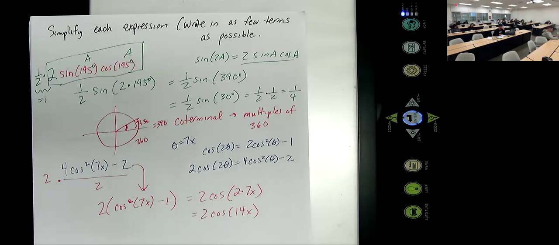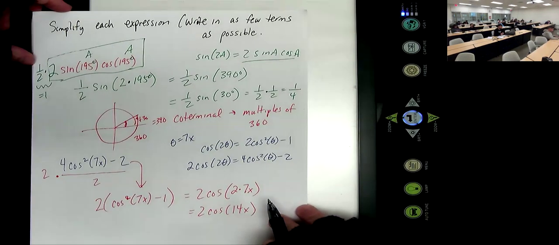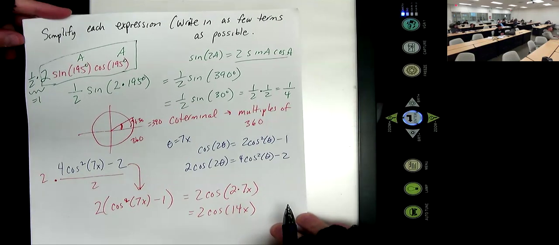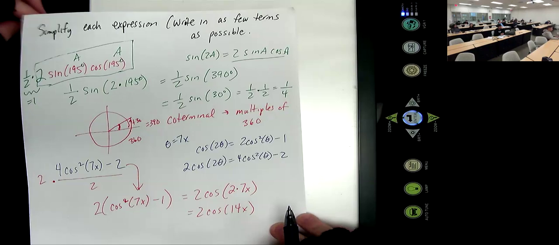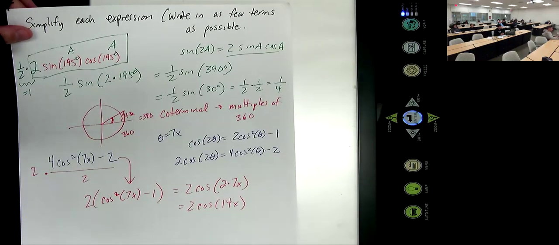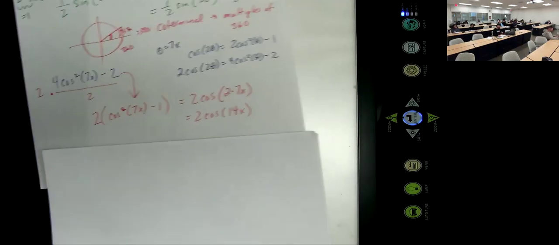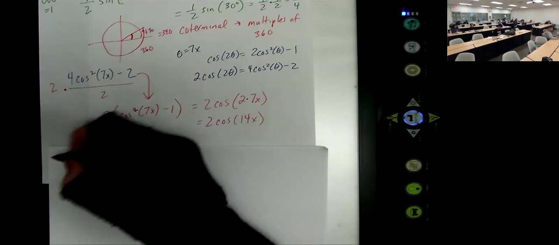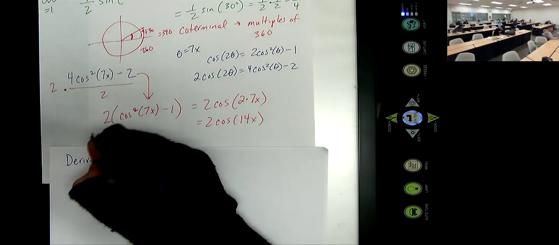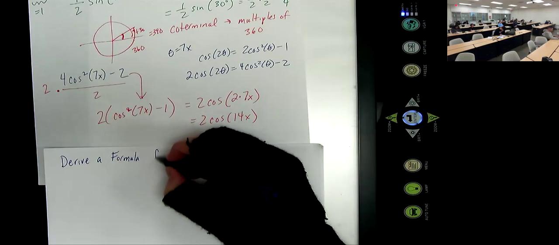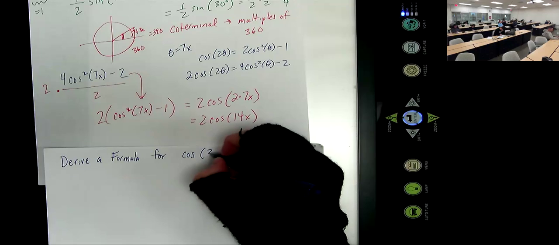Alright, so let's do that. And then I'm gonna dump a bunch of equations on you and say, these suck, I'm not gonna test you on this. But you need to see them and you'll end up doing stuff with them in the homework, I'm sure. But let's do one more. Let's show you how to derive a multiple angle formula. Let's derive a formula for cosine of 3x.